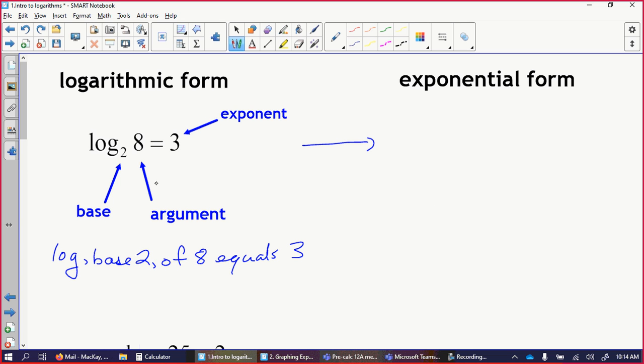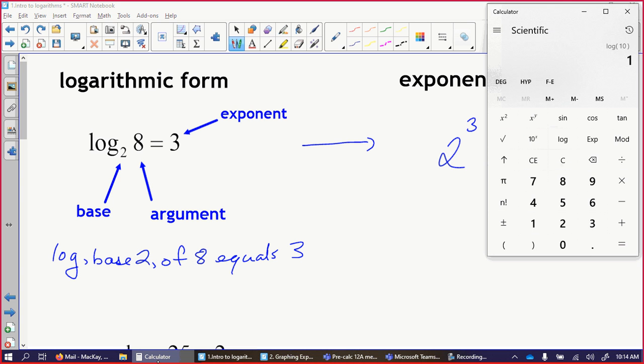So the base is 2. The argument is what it equals, and the 3 is the exponent. So 2 to the third power is 8. Log, if I want to know what exponent I raise 2 to get 8, we can figure that out as 3.